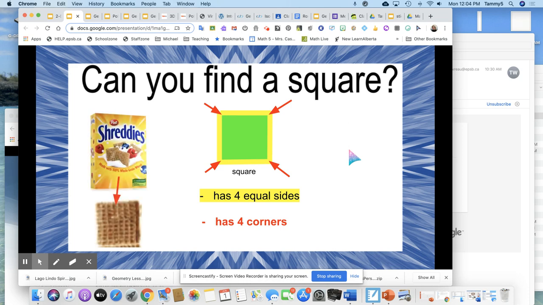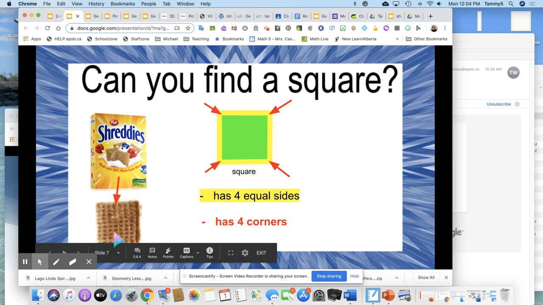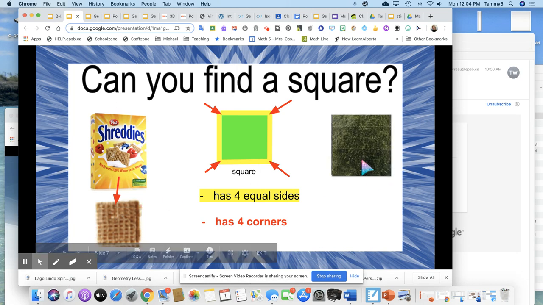For me, I actually found a square when I was eating my breakfast this morning, when I was eating a bowl of Shreddies. Shreddies are shaped in a perfect square. Also, I found in my pantry a square piece of seaweed that I use for making sushi. Hopefully you were lucky and found something in your house that was a square shape.